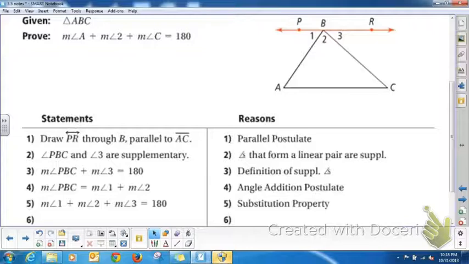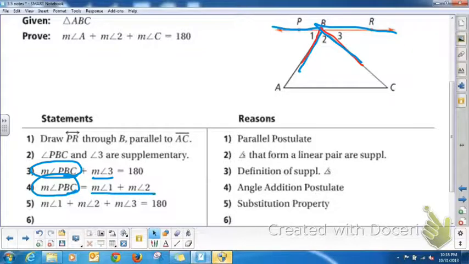The measure of angle 1 plus the measure of angle 2 plus the measure of angle 3 equals 180. That's using substitution, because PBC plus 3 equaled 180, and PBC equals 1 and 2. We can take 1 and 2 and put them in the place of PBC. So 1 plus 2 plus 3 equals 180. So we use substitution. We combine steps 3 and 4.